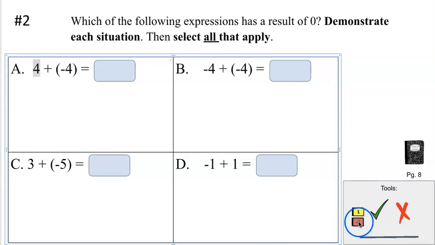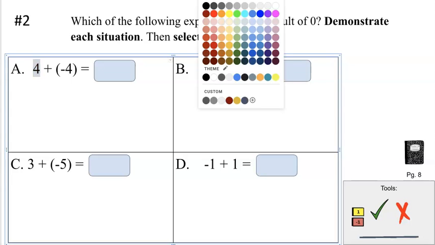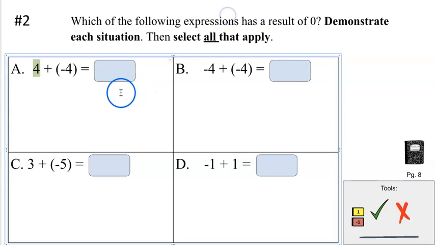We have our algebra tiles. We're going to put a check if it is a result of 0 and an X if it is not. And here's your line to make your 0 pairs. So we're going to start by highlighting the 4. That is a positive 4. So we're going to go next to the A and get a highlighter, and that is yellow. And we're going to get negative 4, and we're going to highlight that in red. So the first step is to highlight our integers.